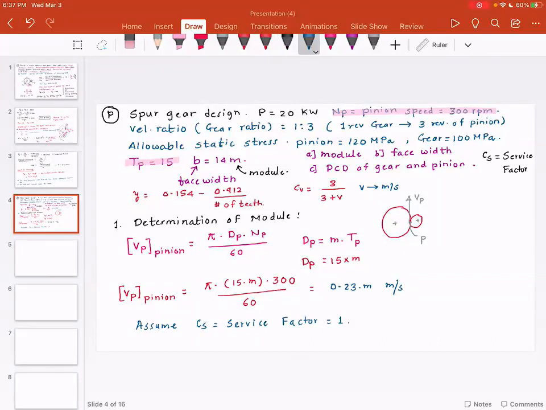With this service factor, I should be able to find the tangential load, which is power divided by the pitch line velocity, multiplied by the service factor. Power is the power transmitted, V is the pitch line velocity, and CS is the service factor. At this point, I just want to make a comment. Power is the same for pinion and gear, because the same power is transmitted from pinion to gear. So power is the same, and pitch line velocity is the same for pinion and gear.